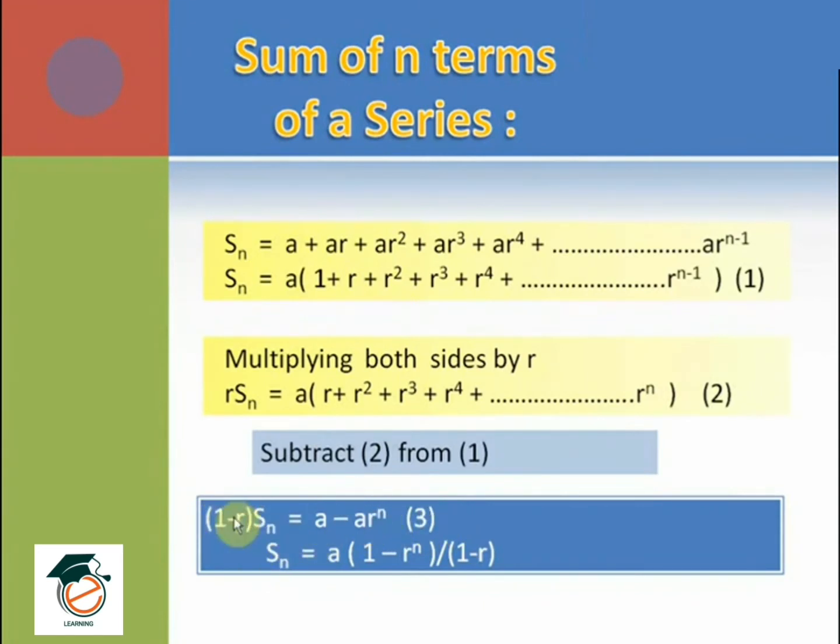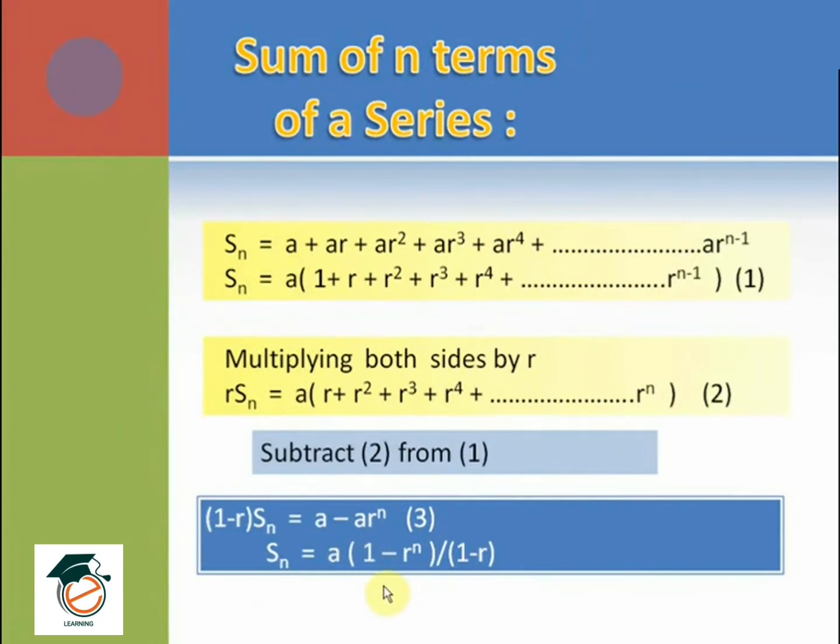Now we divide both sides by 1 minus r, and so what we get is Sn equal to a into (1 minus r to the power of n) divided by 1 minus r. And this is the formula for the sum of n terms of a series.